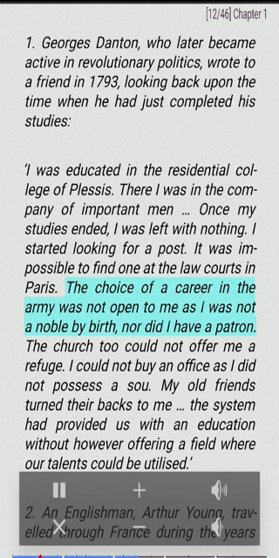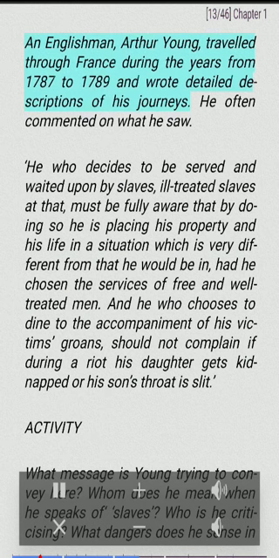It was impossible to find one at the law courts in Paris. The choice of a career in the army was not open to me as I was not a noble by birth, nor did I have a patron. The church too could not offer me a refuge. I could not buy an office as I did not possess a sou. My old friends turned their backs to me. The system had provided us with an education without, however, offering a field where our talents could be utilized.